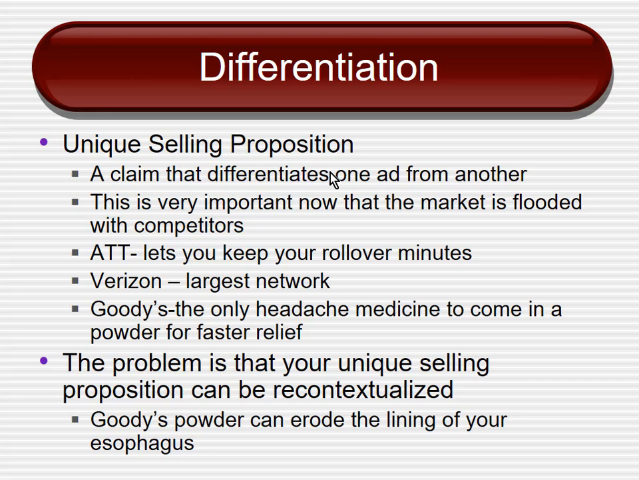So AT&T, when cell phones were first starting out, had this concept of the rollover minute, right? If you didn't use all your minutes per month, they would roll them over to the next month, so you would have even more. In other words, you weren't wasting your minutes. Verizon, for a long time, has claimed to have the largest network, so your cell reception is better wherever you go in the country. That's their unique selling proposition.